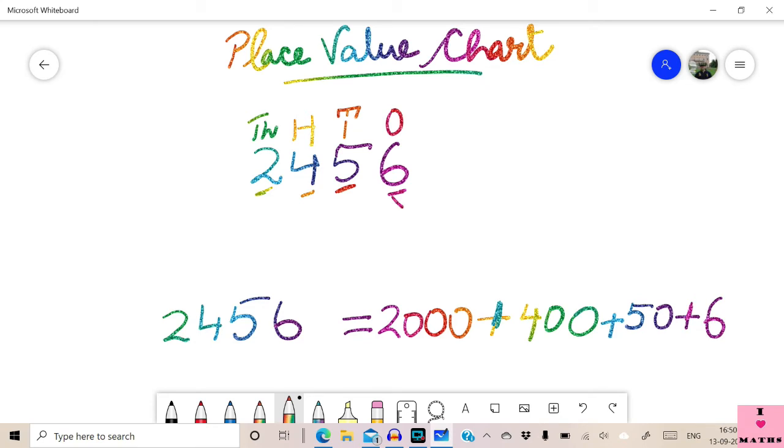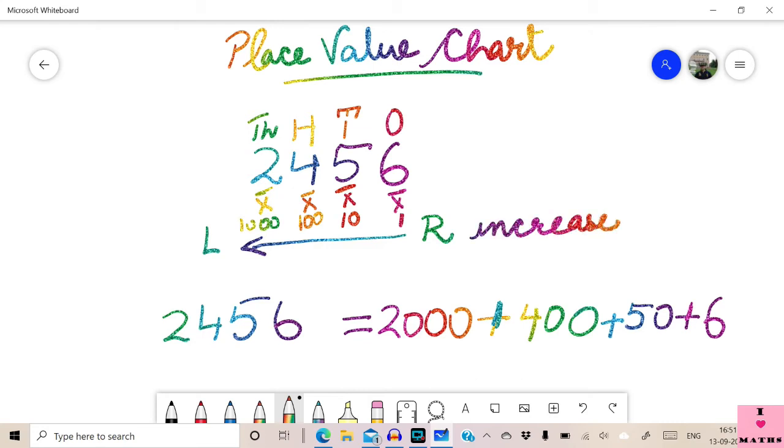We are multiplying 1's place digit by 1, 10's place digit by 10, 100's place digit by 100, and 1000's place digit by 1000. Now children, when we move from right to left, the value of the places increase 10 times. It means you multiply by 10 and then you get the next value. So 1 multiplied by 10, 1 tensa is 10. 10 tensa is 100. 100 tensa is 1000.